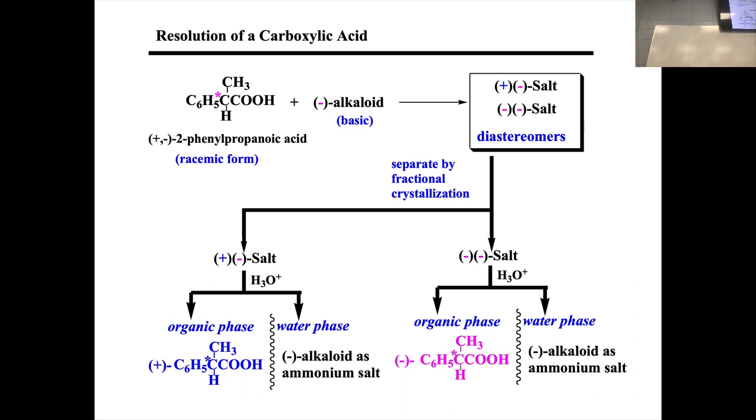The pharmaceutical companies still use this method for things that they can't make in one enantiomer. They'll make it racemic. They'll throw in some kind of what we call a resolving agent, in this case an alkaloid. They'll try to recrystallize it. And as you can imagine, that adds to the cost because they're throwing away half their molecule as the enantiomer that they don't want. So they try not to do it, but sometimes they have to.